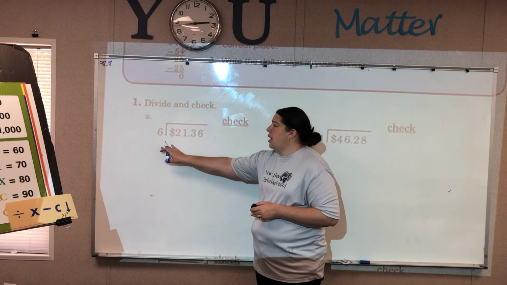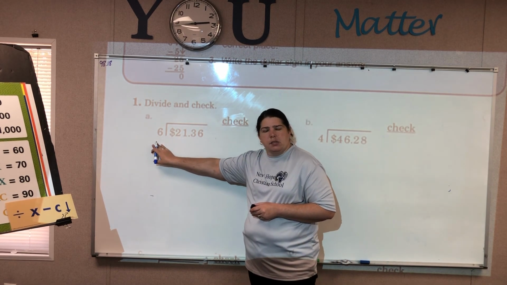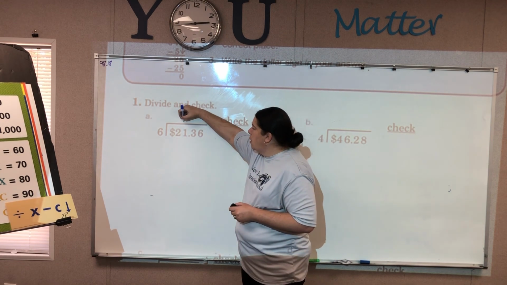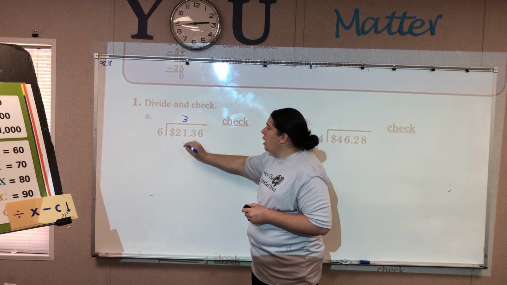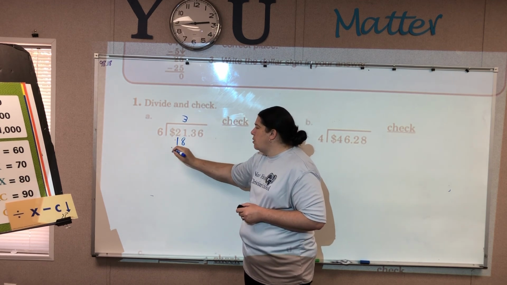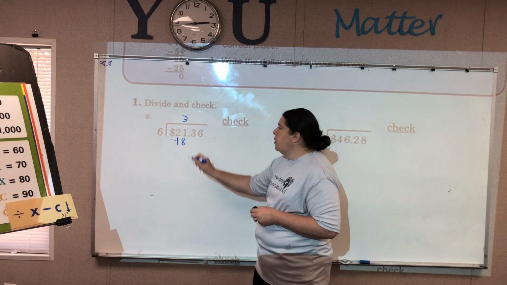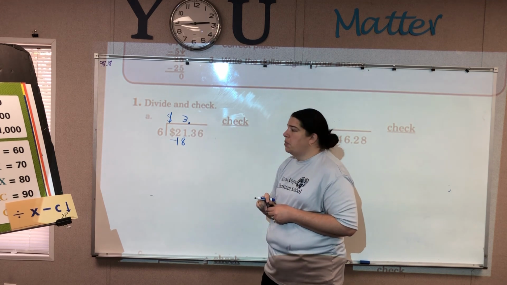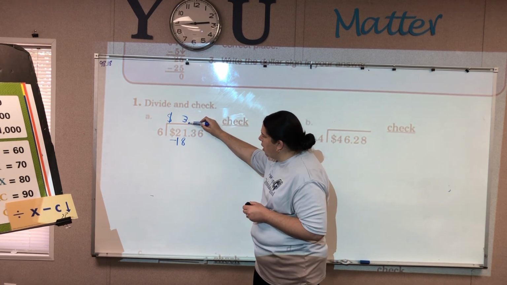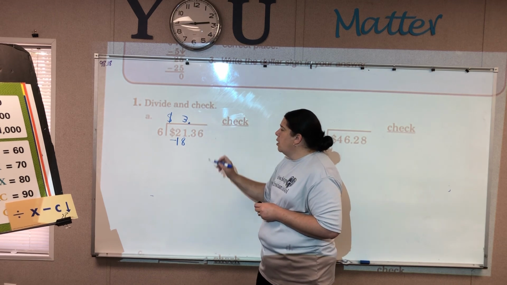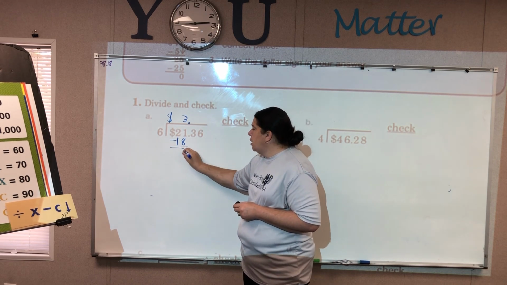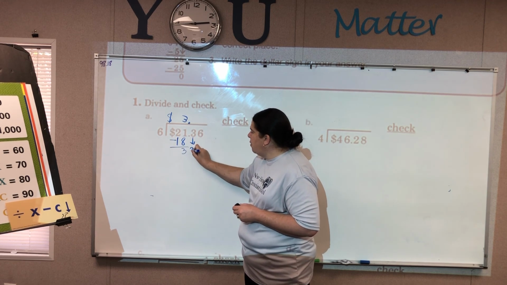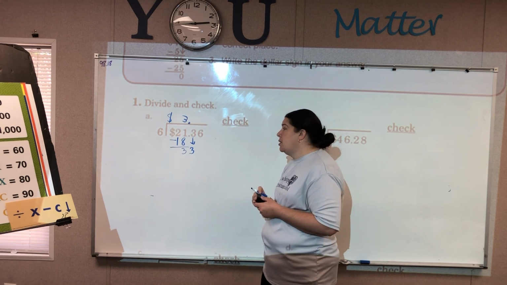Here, $21.36 divided by 6. 2 divided by 6, you can't do. 21 divided by 6 equals 3. That's correct, 3. And 3 times 6 is 18. Before we do this, let's make sure we put our dollar sign and our decimal. Remember, the decimal goes right in the same spot, okay? Now, 21 minus 18 equals 3, and 3 is less than 6. That's compare. Bring down the 3, you have 33. 33 divided by 6.